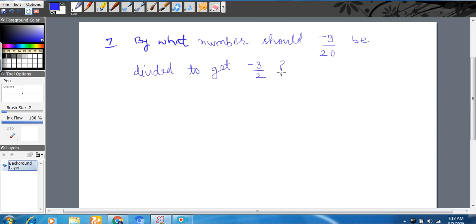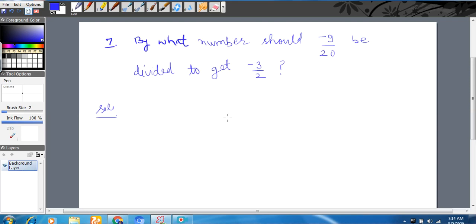It means ऐसा कोई नंबर पॉसिबल है जिसको हम माइनस 9 अपॉन 20 से माइनस 9 अपॉन 20 को उस नंबर से डिवाइड करके आंसर जो आएगा वो माइनस 3 अपॉन 2 होगा। And if you translate this statement into a mathematical statement, then your answer will be correct.